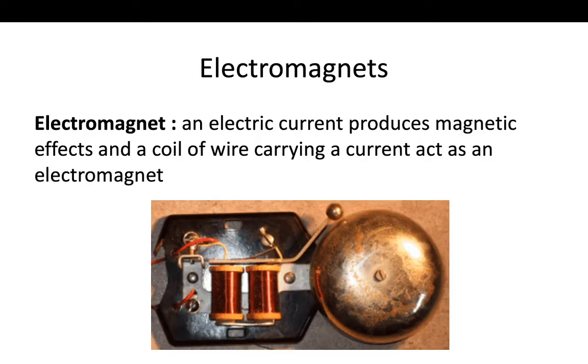Electromagnets. An electric current produces magnetic effects, and a coil of wire carrying a current acts as an electromagnet. Like electric fields, electromagnetic effects are formed in electrical components or devices, and that is called an electromagnet. How does an electromagnet work? There is a coil and a wire is rolled on it, and it acts as an electromagnet. In the picture you can see the example of a doorbell in which electromagnets are used.